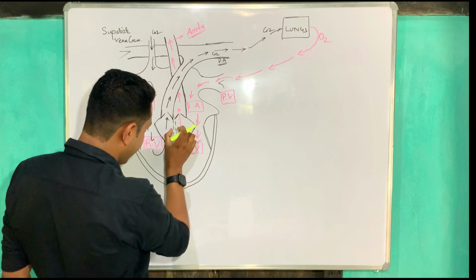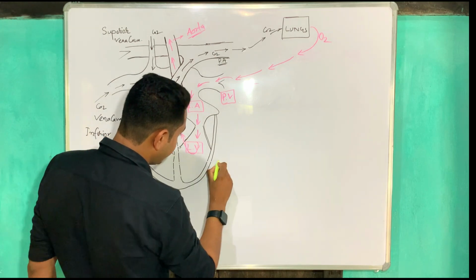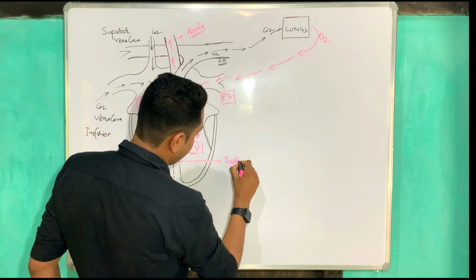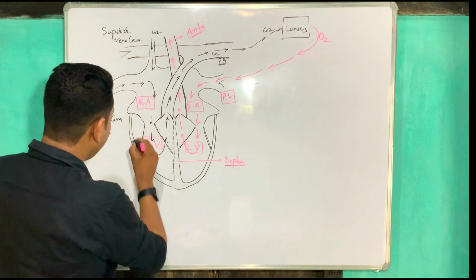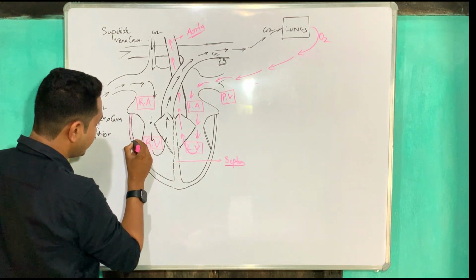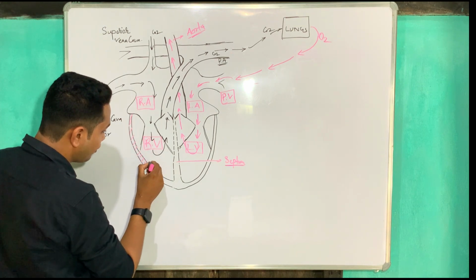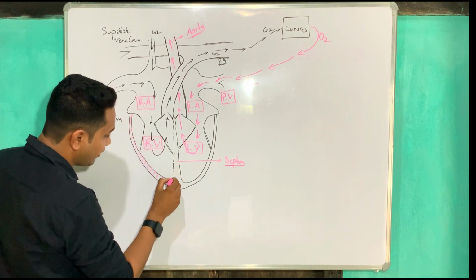Now this particular middle part of the heart is known as the septum, because it divides the heart into two parts. And here there are muscles of the heart which help in contraction and relaxation of the heart.